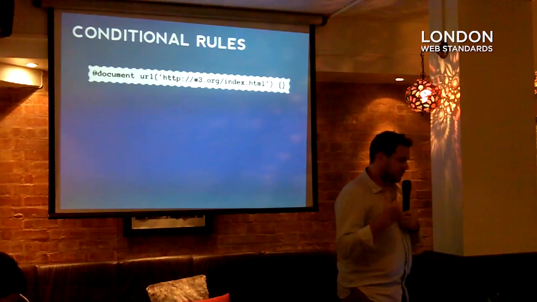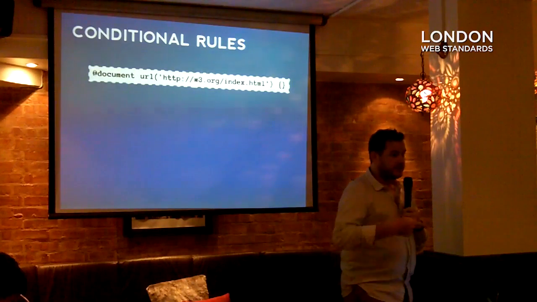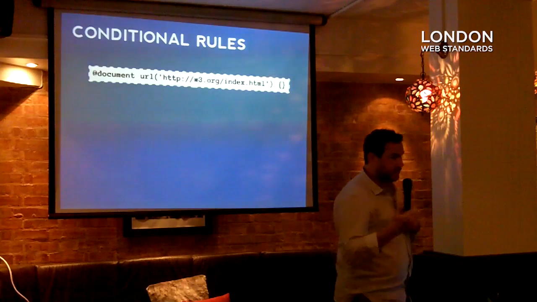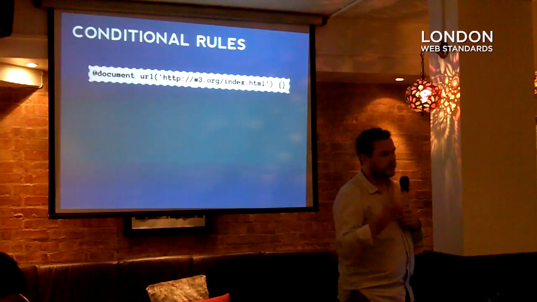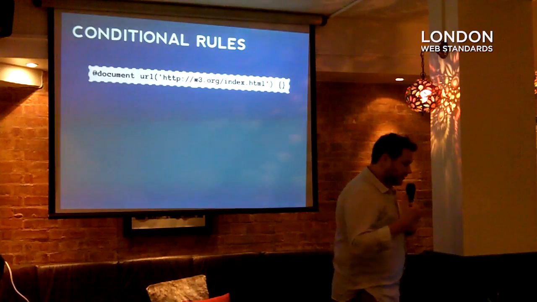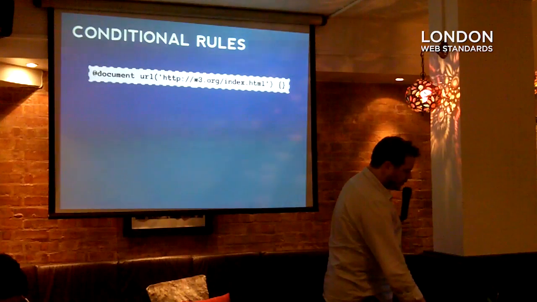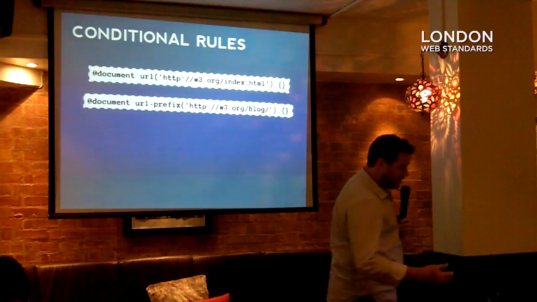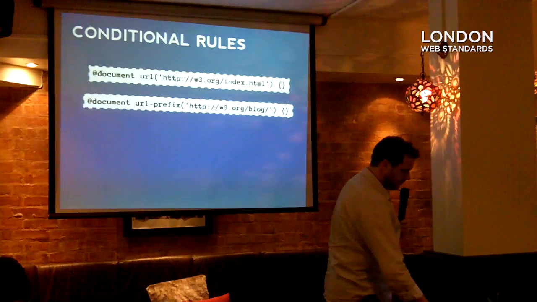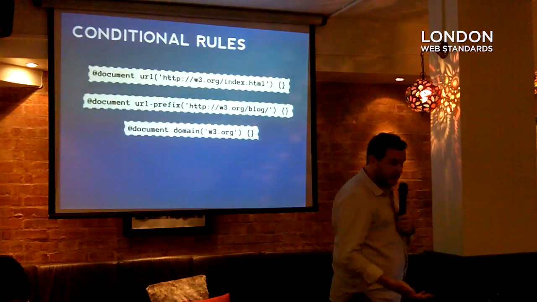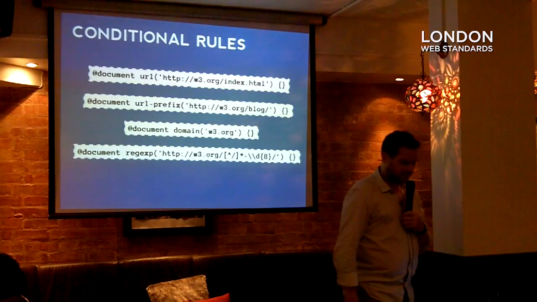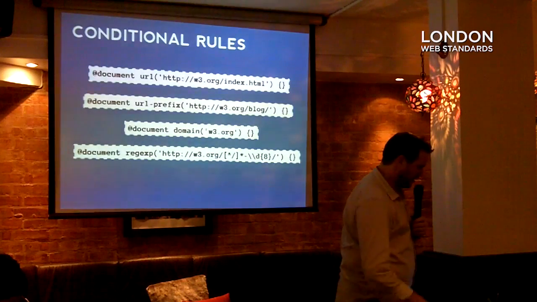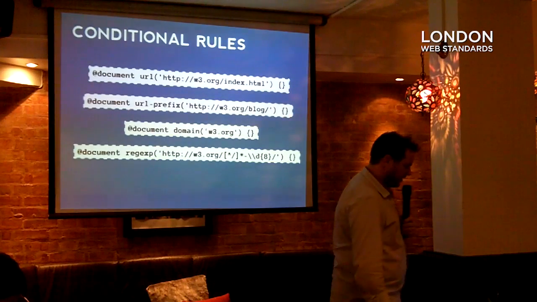Similarly, we can use this document selector here to say only apply these styles to this page. Again, the way we do that at the moment is probably by doing a separate style sheet in the page or by putting a unique class name or something. This gets rid of that. We can just say this specific URL. We can say that anything that begins with this URL prefix. We can say anything on this domain, or we can start using regular expressions, which I'm sure everyone here is very, very excited about, the appearance of regular expressions in CSS.